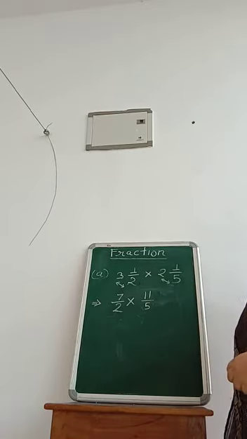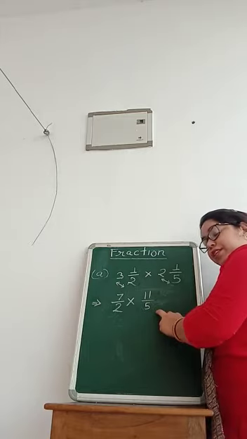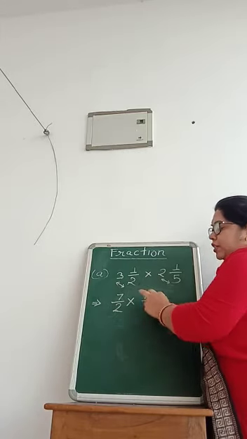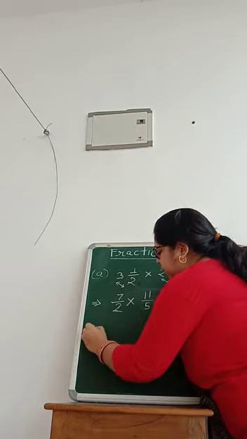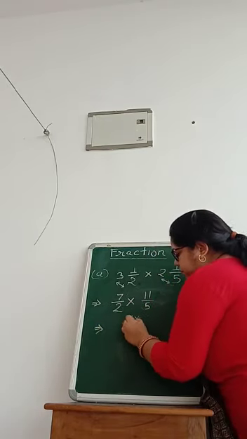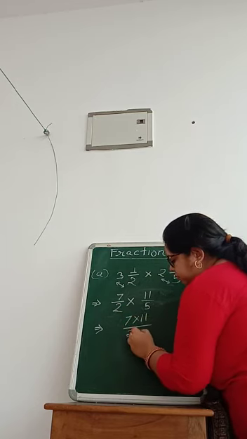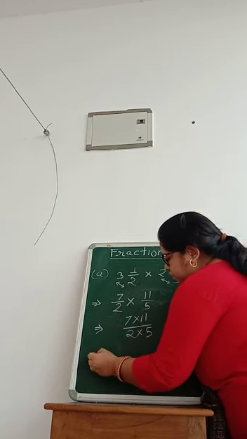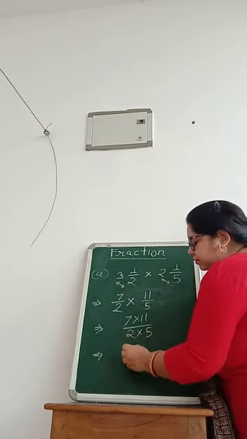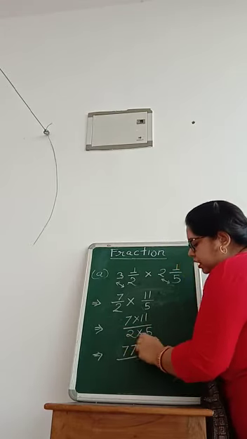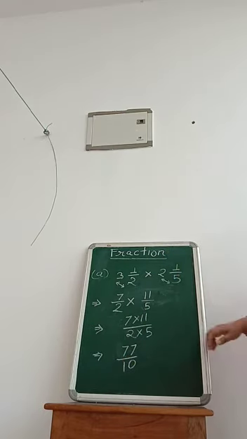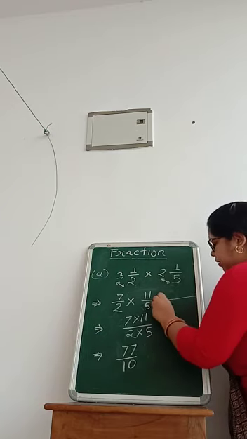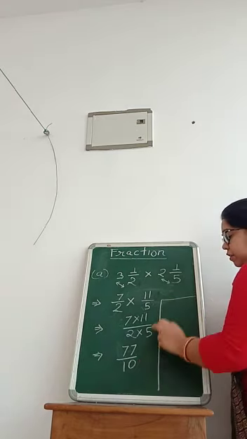Now as I told you, in fractions we are doing normal multiplication. Numerator with numerator, denominator with denominator. So 11 sevens are 77 and 5 2s are 10. How much is coming? 77 upon 10. Now how to convert this into a mixed fraction?